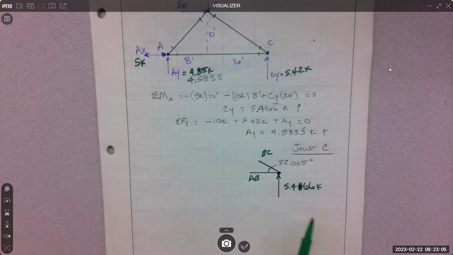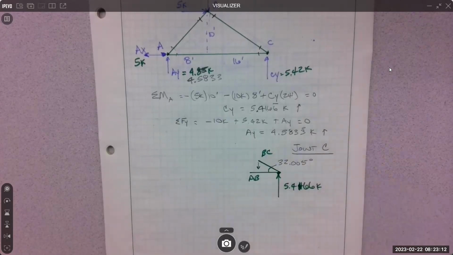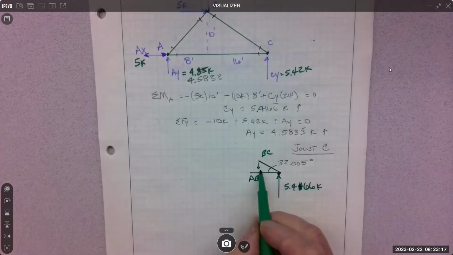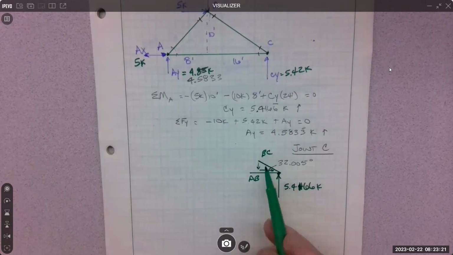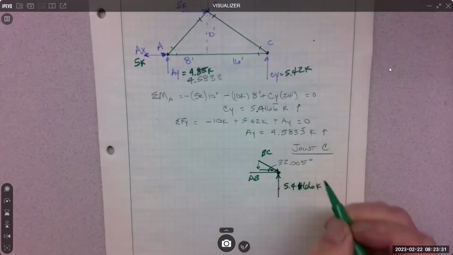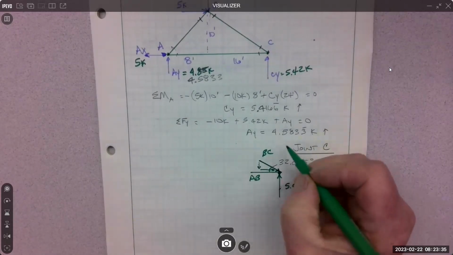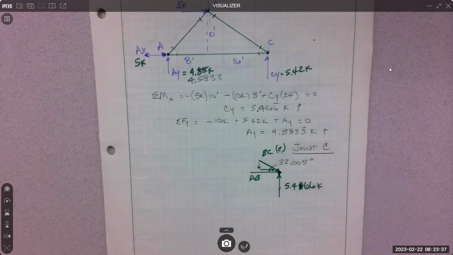Yeah, it's got to oppose this, doesn't it? If this is going up, then this component must come down. Right? And if that component comes down, then this component must go over. So the two components of BC have to be down and to the right to oppose this thing. So BC must point into the point. So the rule is, if it points into the point, it's in compression. So I'm just going to note that right away.